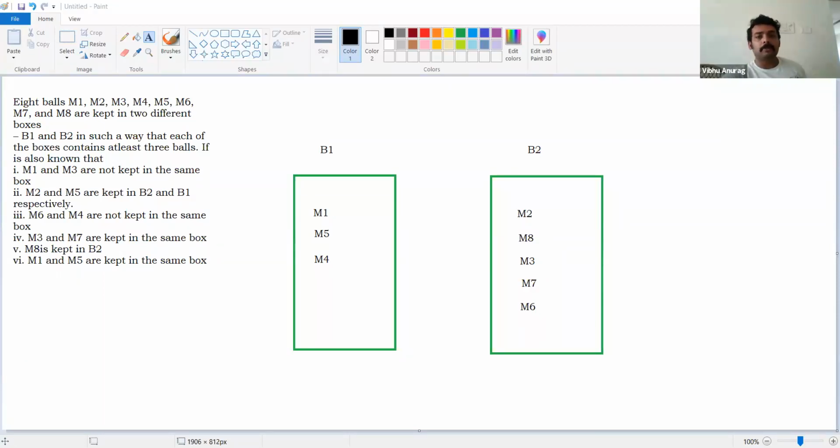And then 52, the number of balls in B2 is, see, whether you keep M6 here or whether you keep M4 here, the number of balls remains 5. Number of balls will remain 5 in any case. So 52 is also C. 52 is C. I'll just put the answers here. 47 to 52.